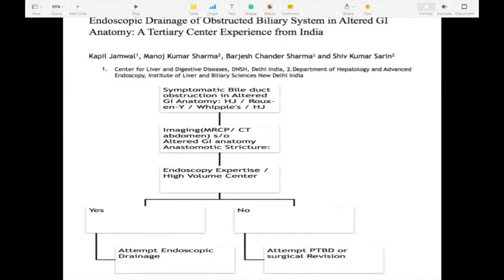us with an obstructed biliary system, we should do imaging like MRCP or CT to see what the anatomy is like, and assess the anastomotic stricture. If we have endoscopic expertise and a high volume center, we should attempt endoscopic drainage. But suppose we have no expertise and we don't have a high volume center, I think we should refer the patient for PTBD. If that is also not available, then send the patient for surgical revision.